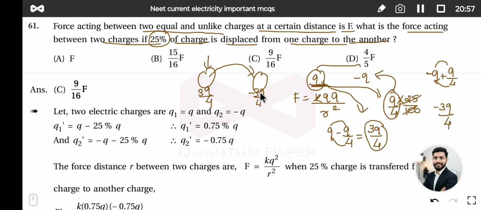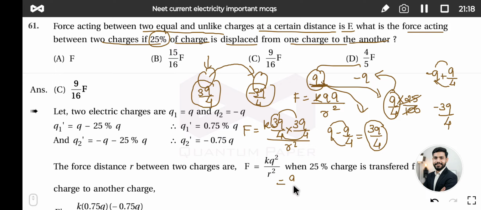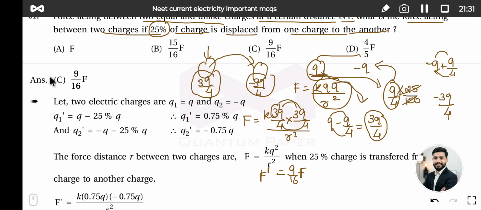If you apply the formula now, F is equal to K q1, the charge on the first one is 3q by 4, and q2 is minus 3q by 4, so the modulus will be plus 3q by 4, divided by r square. 3 into 3 is 9 and 4 into 4 is 16, so the new number is 9 upon 16, and the remaining q square upon r square is our original force F. So the new force F dash is 9 by 16 times the original force. So option C is the correct answer here. Okay, thank you very much.